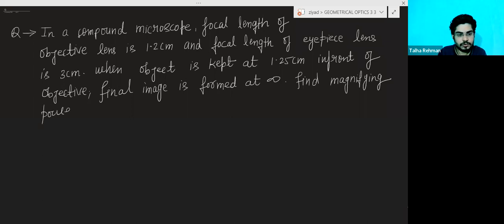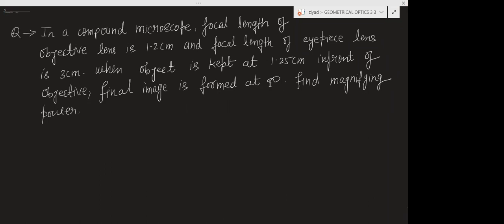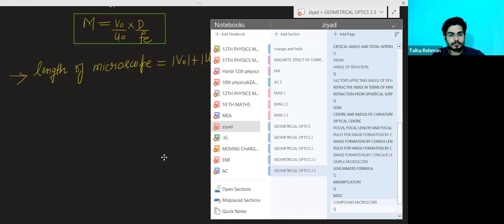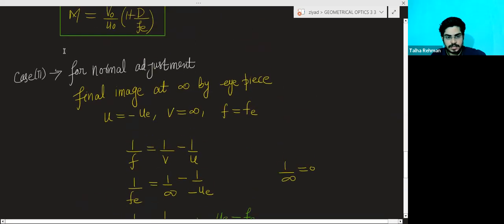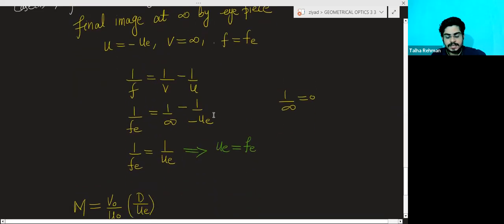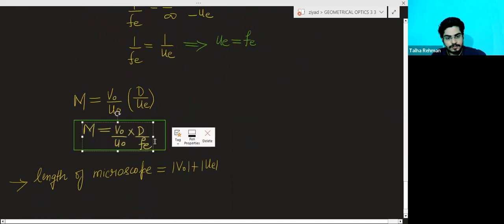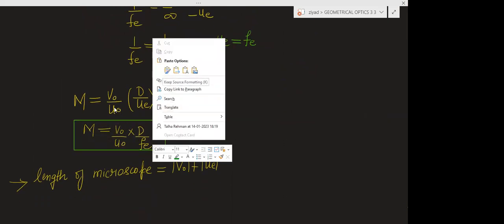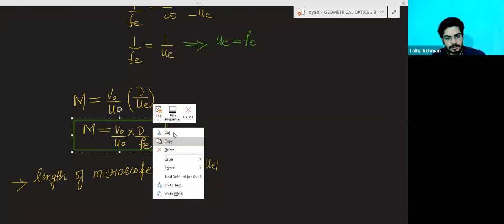So directly we have formulas. Now, where the final image is formed, you can see the final image is forming at infinity. Means this is the case of the normal adjustment. For the normal adjustment of the compound microscope, this formula we have. So we can use this formula.